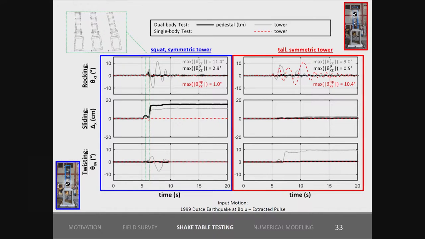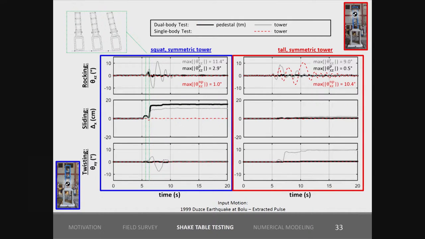which can now be seen in terms of time history formats, where for each of these rocking, sliding, and twisting time histories, the response of the tower as a single body is outlined in the red dashed line and overlaid with the response of this tower atop of a pedestal in a gray line, and the response of the pedestal itself in the background as the thicker black line.